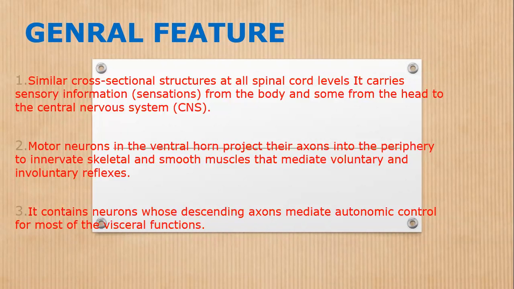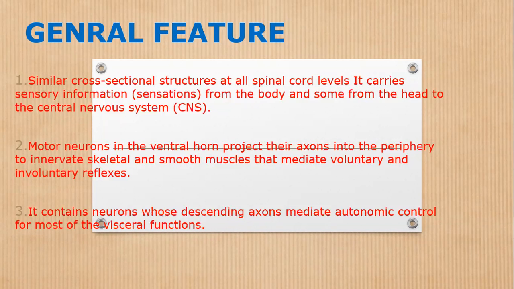Motor neurons in the ventral horn project their axons into the periphery to innervate skeletal and smooth muscles that mediate voluntary and involuntary reflexes. It also contains neurons whose descending axons mediate autonomic control of most of the visceral functions. And it is of great clinical importance because it is a major site of traumatic injury and the locus of many disease processes.